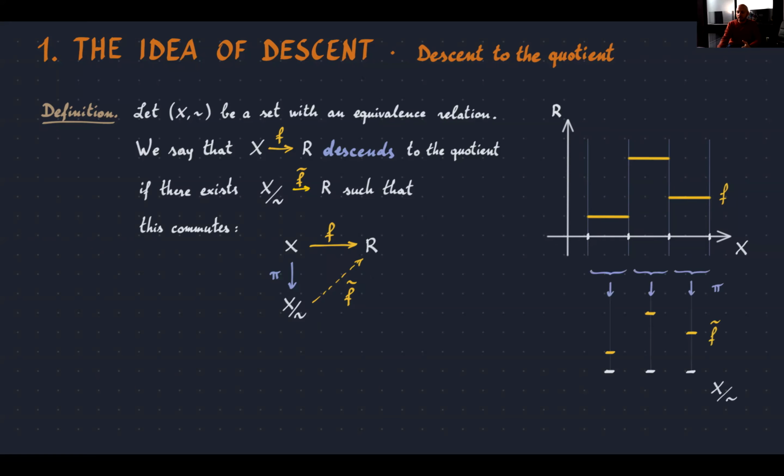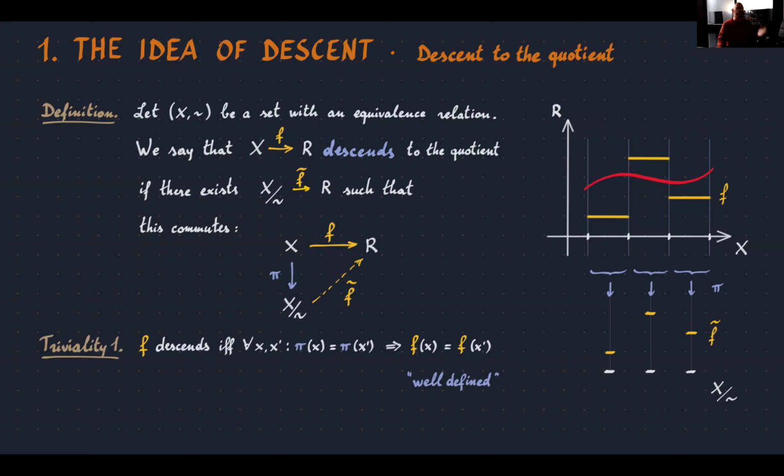And all right, so the function on the quotient will look something like this. There's a point for each one of these cells and so on. Okay, so you see the red function there, for example, does not descend to the quotient. All right, now, the first, I want to say triviality, is that f descends to the quotient if and only if it's constant inside the equivalence relations. So whenever pi maps 2 points to the same point, then f needs to respect that as well. And that's an if and only if.